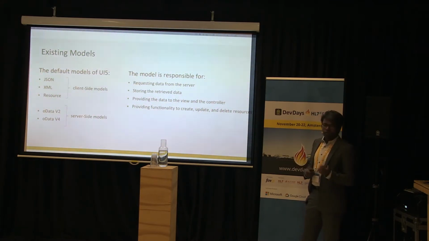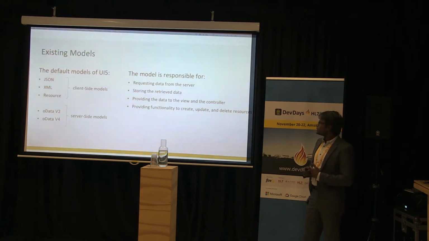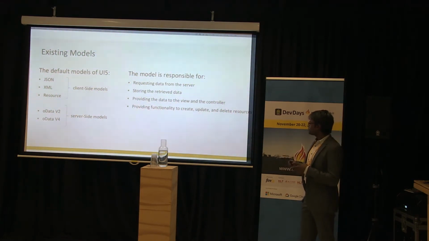To talk specifically about the job of the model, it's basically requesting data from the server and making it available for the UI to always display it, and also making sure that certain functionalities supported by your server are handled, like CRUD operations on your resources. So this is basically the job of the model. The most interesting part of UI5 is this thing.